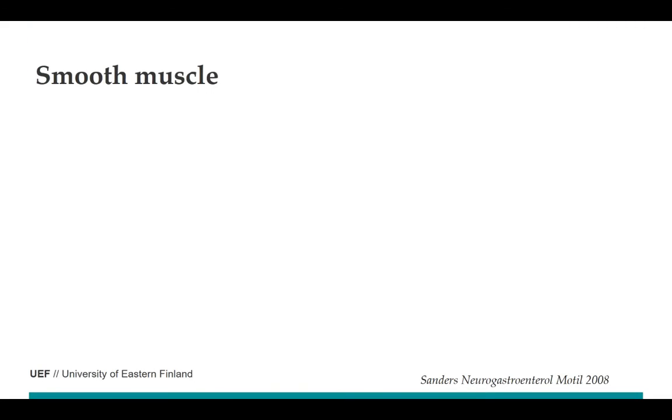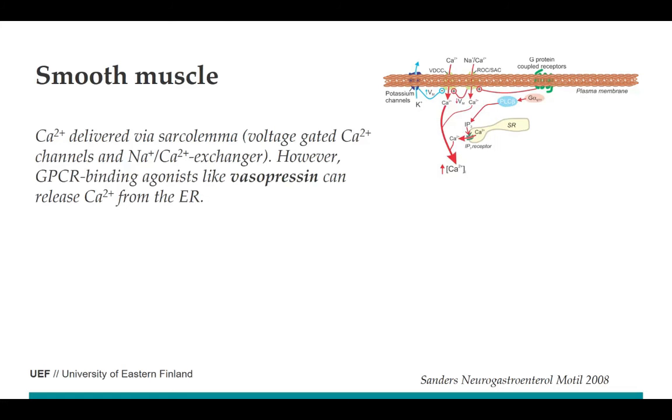And then the smooth muscles come a little bit differently. Now the calcium is delivered by the sarcolemma. There is a voltage-gated calcium channel or the sodium-calcium exchanger. But vasopressin is releasing calcium from the endoplasmic reticulum in the smooth muscle, so in some cases there can also be these intracellular stores.